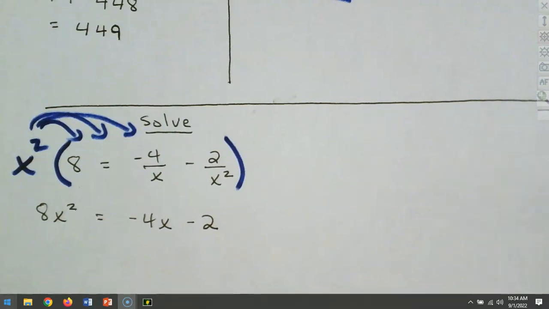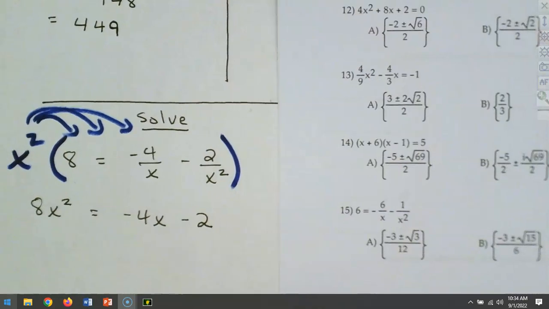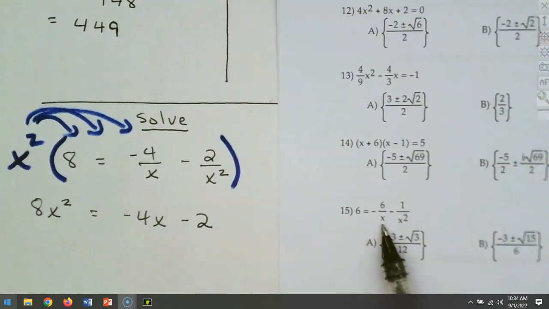And this is very, very similar to question 15 in your homework. It'll do the exact same procedure, different numbers. So if you look at your homework, question 15, all we have to do is multiply it all by what? X squared, right? It's the same. Different numbers, but similar type of question.